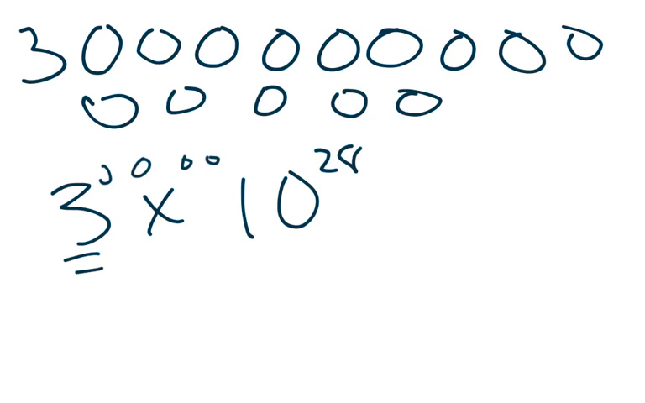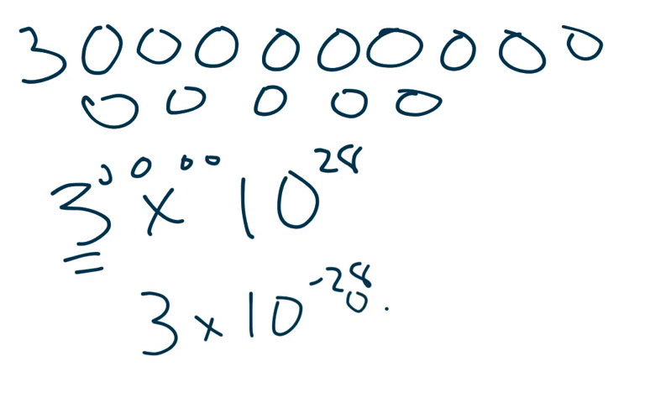You can also go the other way. If you have 3 times 10 to the negative 28th power, then you know you have a number that's really, really tiny. So scientific notation is really helpful when we're talking about really big numbers or really small numbers. So we're going to do a few problems, and let's start with number 1.